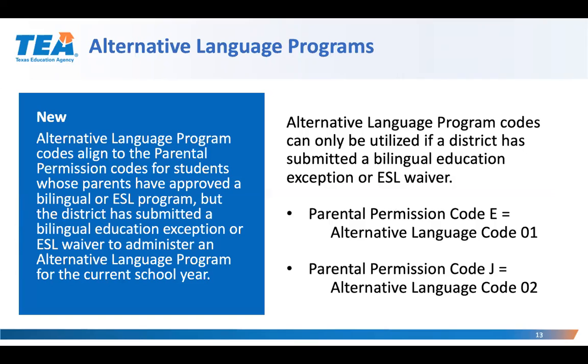When a parental permission code is J, as in the parent has approved an ESL program placement, but the district has submitted an ESL waiver and is under an alternative language program, the alternative language program code 02 will be utilized to align with code J. Again, alternative language program codes can only be utilized if the district has submitted their bilingual education exception or ESL waiver. This alternative language program is outlined when the district submits their bilingual education exception or ESL waiver.